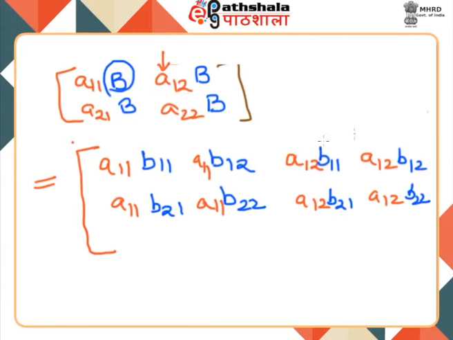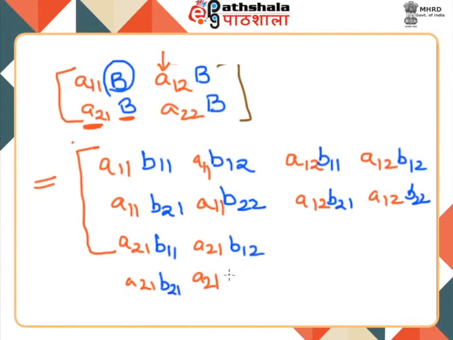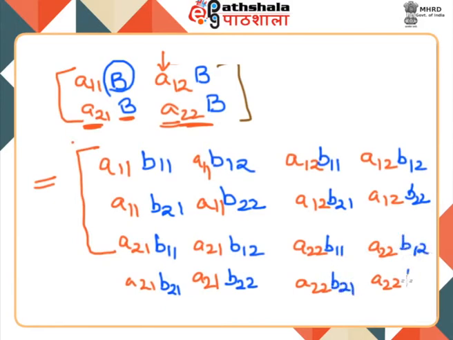Now similarly, when we take the term A21, we write it 4 times, and we have to multiply it by the entire matrix B, so we write B11 here, B12 here, B21 and B22. And now I think it's very obvious how we'll be expanding the term A22 into the matrix B. We write A22 at these places, multiplied by B11, B12, B21 and B22.